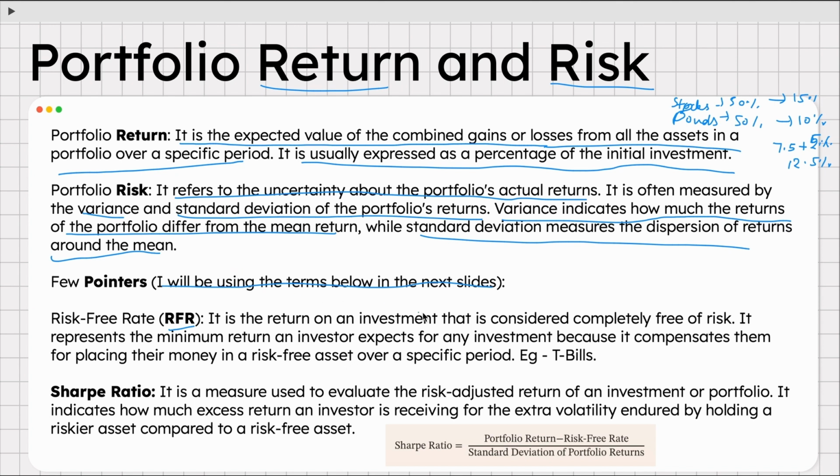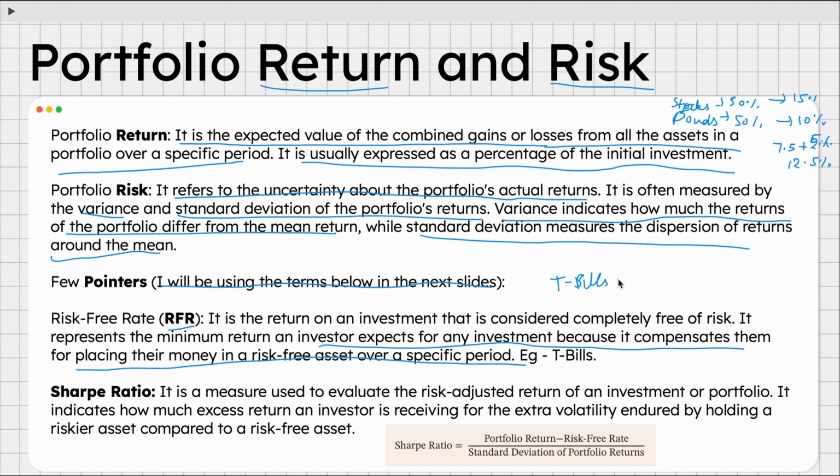It is the return on an investment that is considered completely free of risk. It represents the minimum return an investor expects on any investment because it compensates them for placing the money in a risk-free asset over a specific period. So basically, the risk-free rate is the return that you earn for investing in an asset that is completely risk-free. Let's say government T-bills, treasury bills. They're backed by the government, so they're completely risk-free. They won't default. You are sure that they will give you your money back, along with the coupon payments.